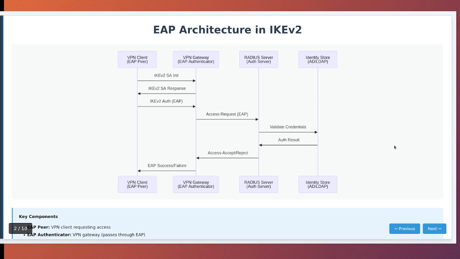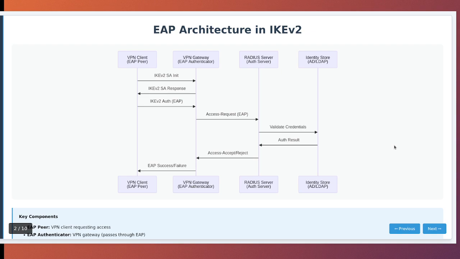The VPN gateway does not need to understand the specifics of the authentication method currently in use. Whether you are using EAP-TLS with certificates, EAP-PEAP with passwords, or EAP-TTLS with tokens, the gateway simply passes the messages along. This separation of concerns is what makes EAP so powerful and flexible.